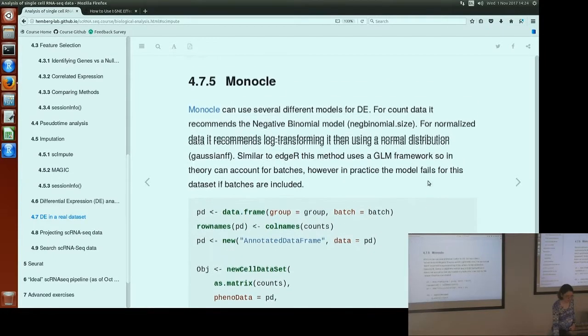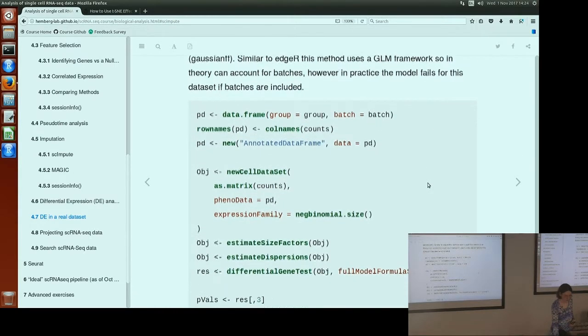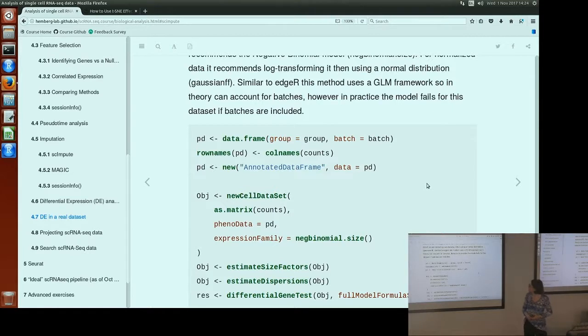Next, we're going to look at Monocle. Monocle uses a specialized negative binomial model that accounts for sequencing depth. For count data, you can also use log-transformed normalized data if you assign it a different model called gaussianff to tell it to use a normal distribution to fit the data rather than a negative binomial. So this again uses the GLM framework. However, it requires batches to not be confounded with your experimental groups, which isn't the case for our data, so we can't use the batch information.